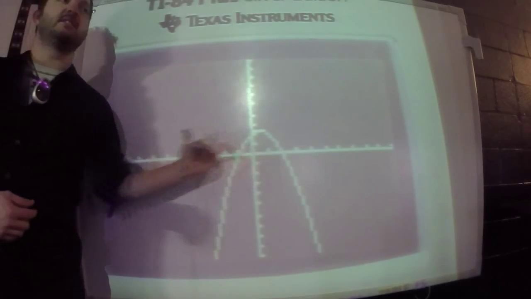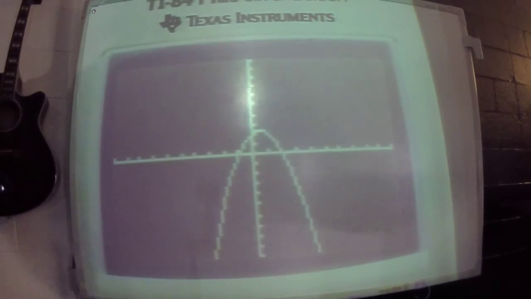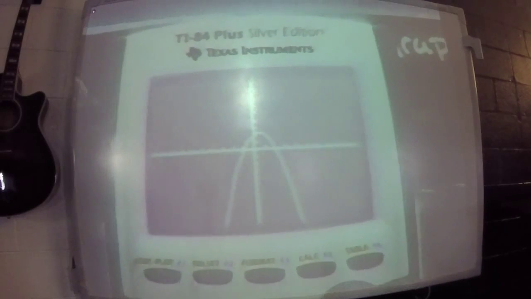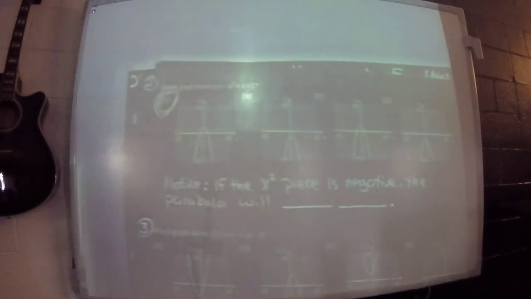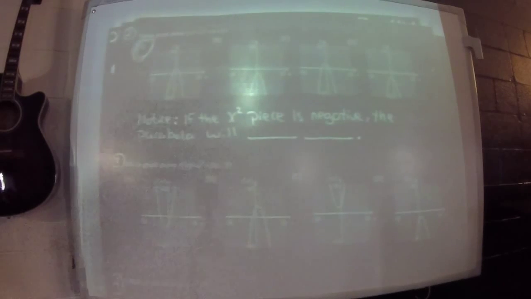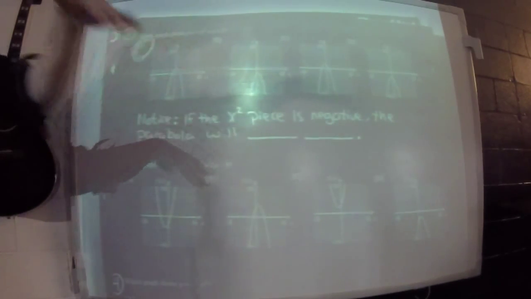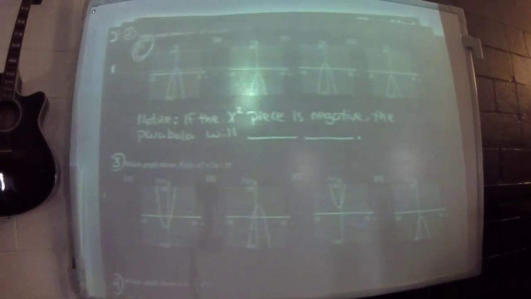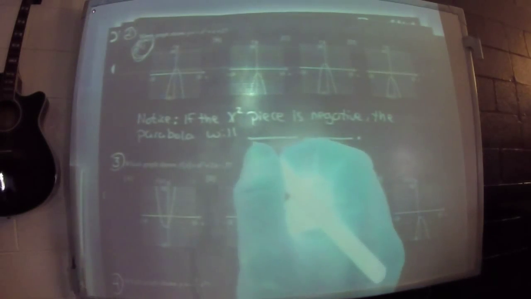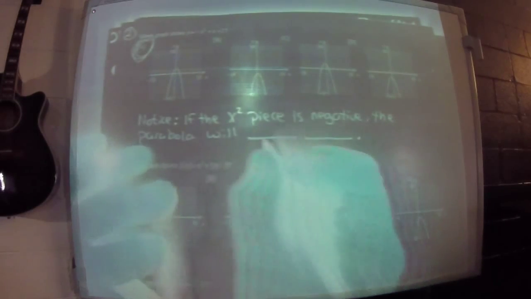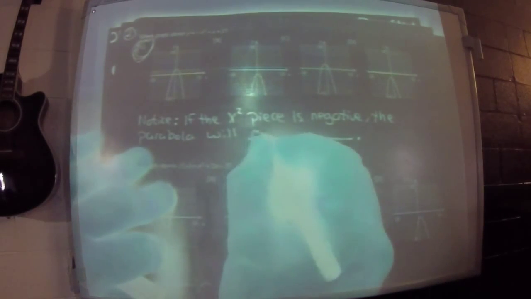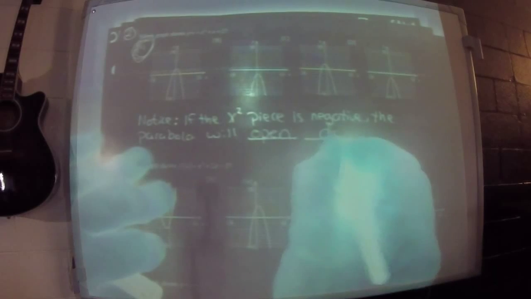Now, obviously, all 4 answer choices open down. Which one matches up best with your graph? A. It's A. So go ahead and circle A, and I want to tell you 2 things about this to make a note of. Notice, if the x squared piece is negative, then our graph, our parabola, will open down. So the x squared is the thing that's going to tell you if you open up or down. If x squared is negative, the parabola will open down, or downward.